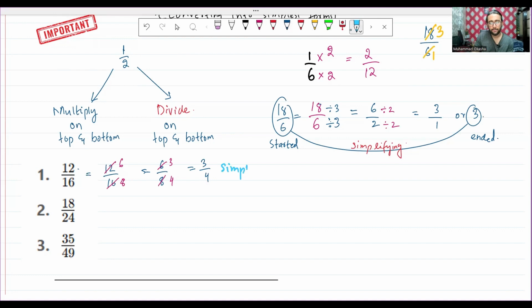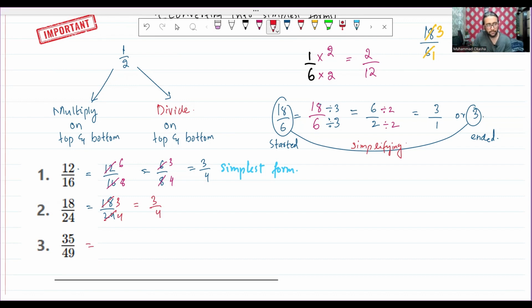We just converted a fraction into the simplest form. Okay, 18 divided by 24. Normally, I can do this by 6 as well. So 6 3s are 18, 6 4s are 24. I got 3 over 4 again.